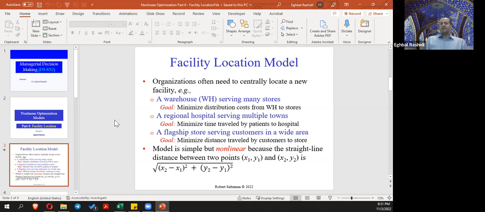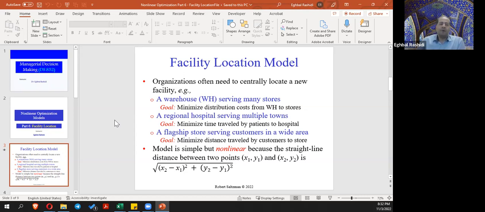The goal is to minimize the distribution cost from the warehouse to the stores, which is a function of the distance between the warehouse and all other stores. Another application would be locating a regional hospital that would serve multiple towns, or locating a fire station, or a flagship store serving customers in a wide area. So it has different applications, but the problem is the same for everything: locating a facility between multiple points.